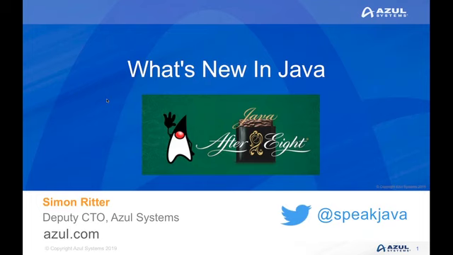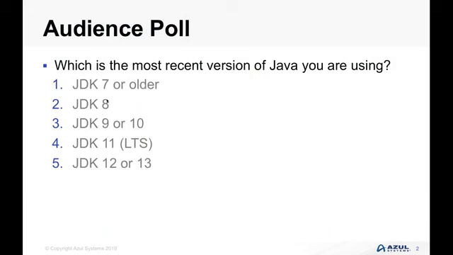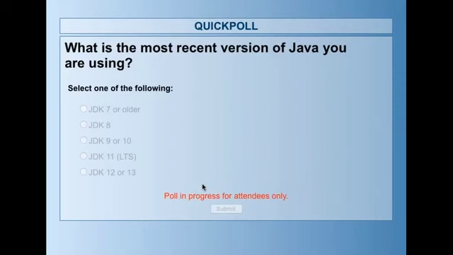Now, at the beginning of all these presentations, I like to run a poll of you, the audience. So if we can bring up the poll question here, what I'd like to ask you is, what is the most recent version of Java that you're currently using in your deployments? I know that lots of people do use multiple versions, but I'm interested in what's the most modern one that you're using. And I've given you 5 possible answers here.